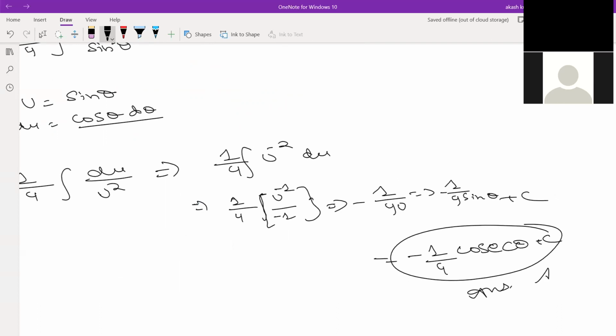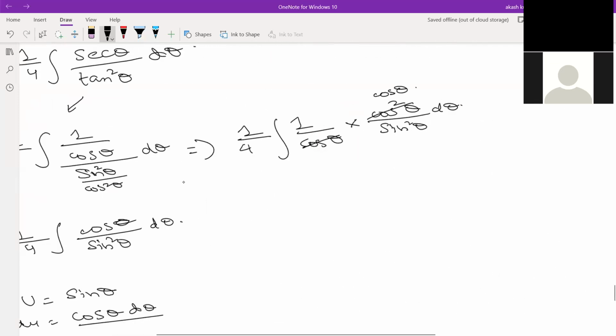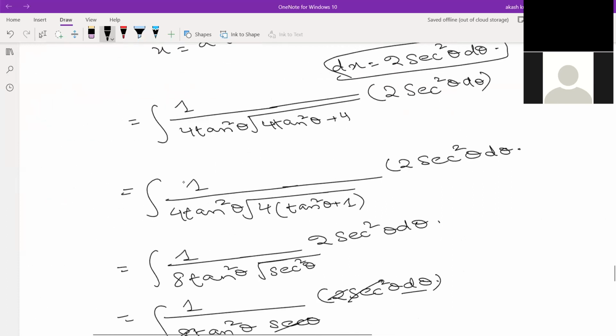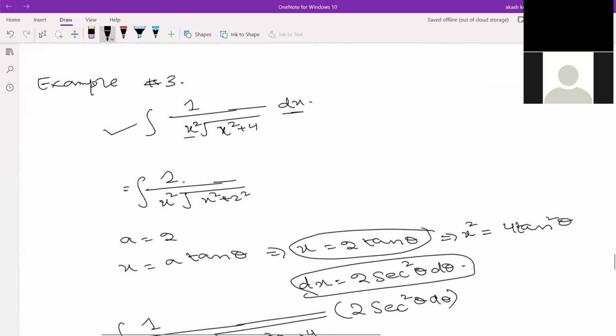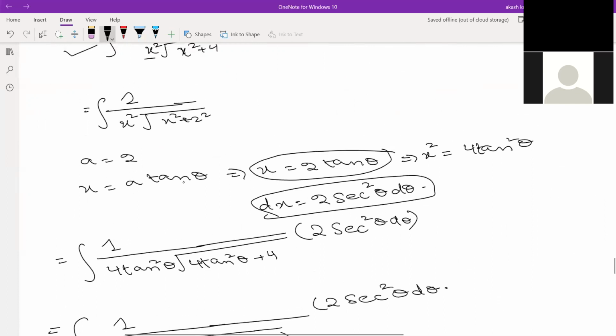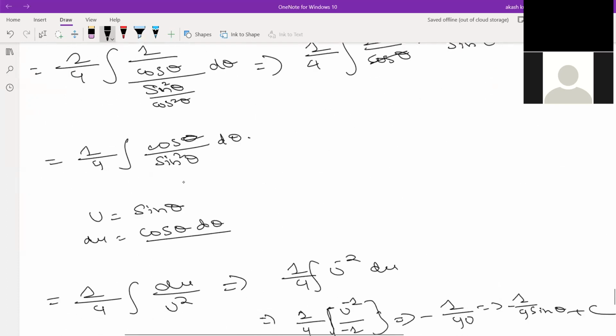Is it clear? Yes. It requires a lot of practice to know which identity we should use and which we should not use. And I think this method is easier than integration by parts, because here we just have to memorize the identities.